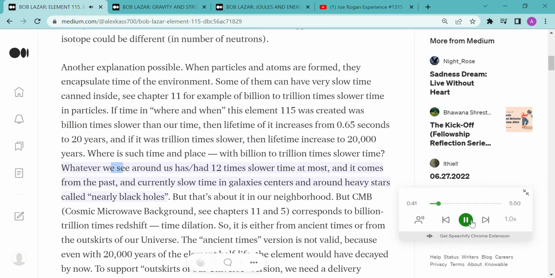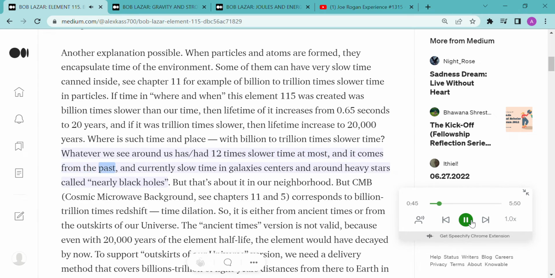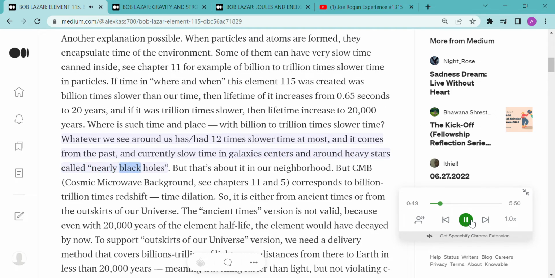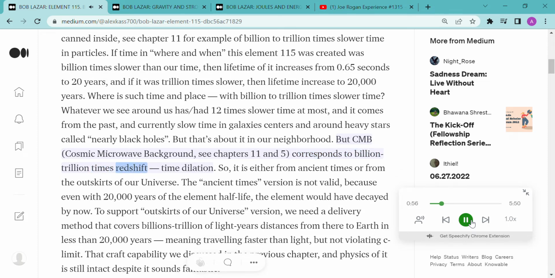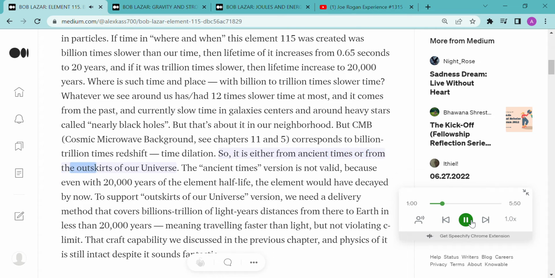Whatever we see around us has had 12 times slower time at most, and it comes from the past, and currently slow time exists in galaxies' centers and around heavy stars called nearly black holes. But that's about it in our neighborhood. But the CMB, cosmic microwave background, see chapters 11 and 5, corresponds to a billion trillion times redshift, time dilation. So, it is either from ancient times or from the outskirts of our universe.